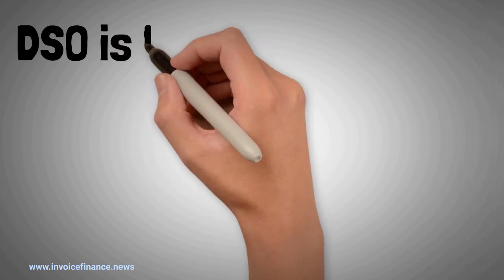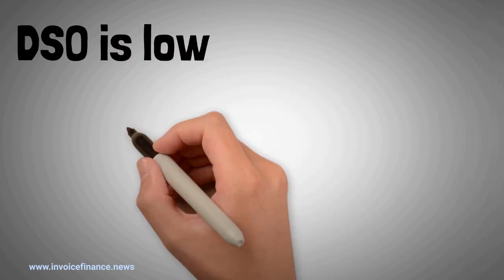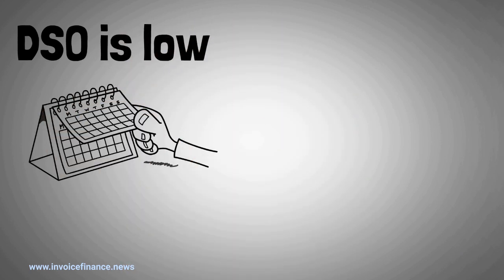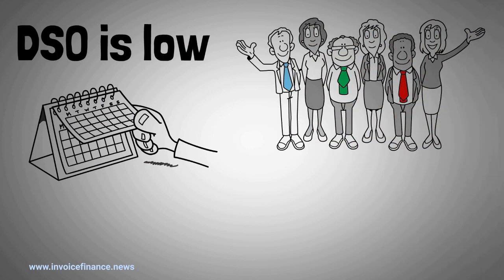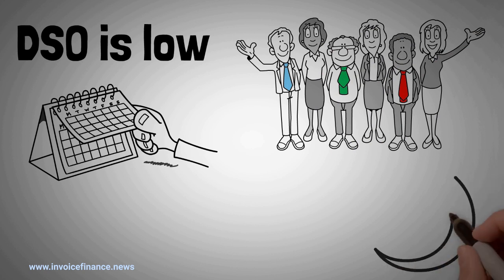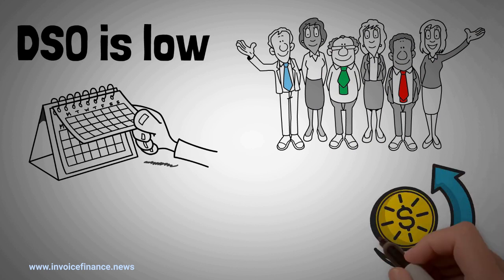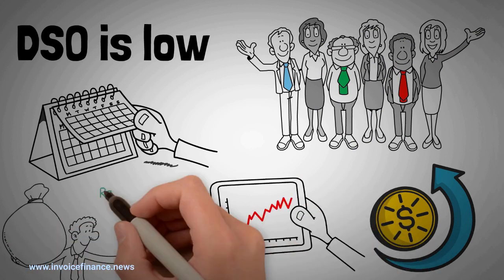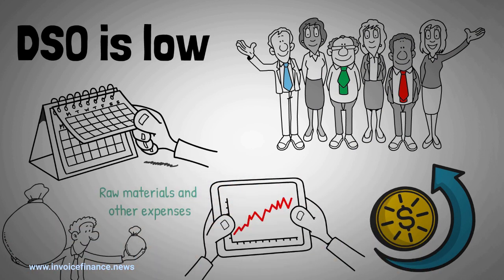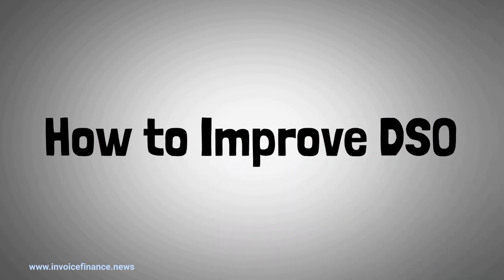Low DSO. If the DSO is low, perhaps under 30 days, it indicates good financial health for a company. They are being paid promptly by their customers. This is a great situation to be in. The pot for cash flow is always nicely stocked, and there should be no problems paying for raw materials and other expenses. How to improve DSO?